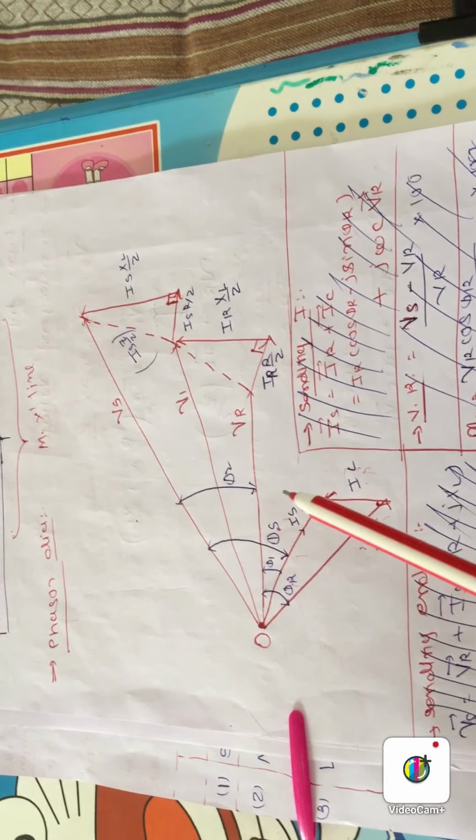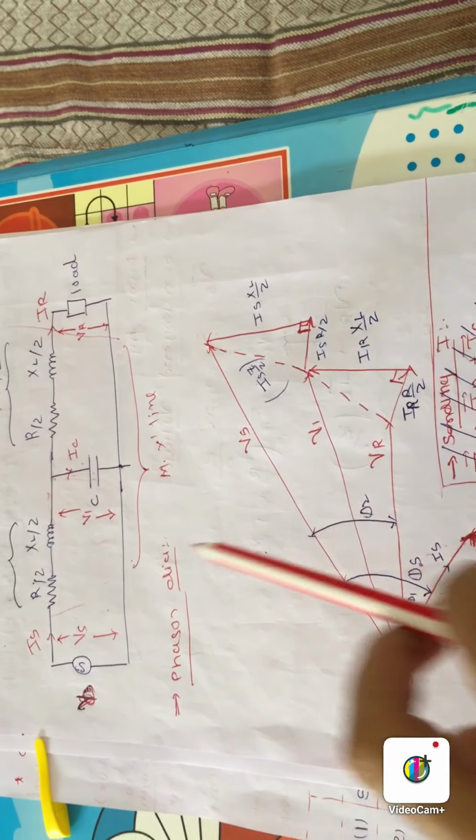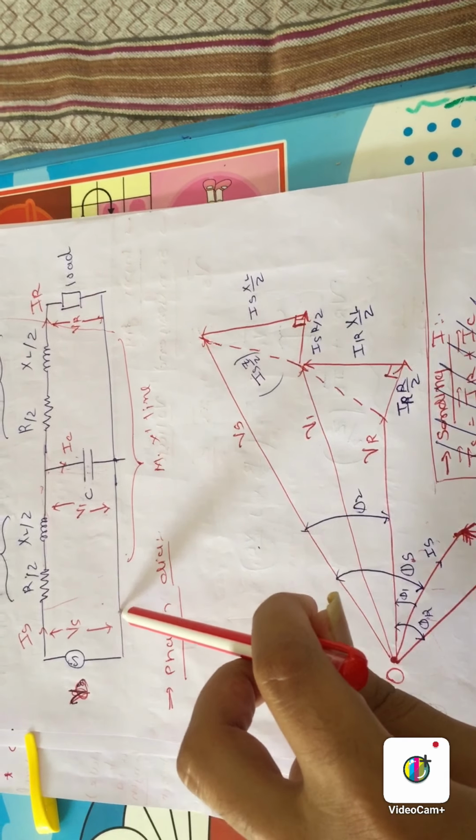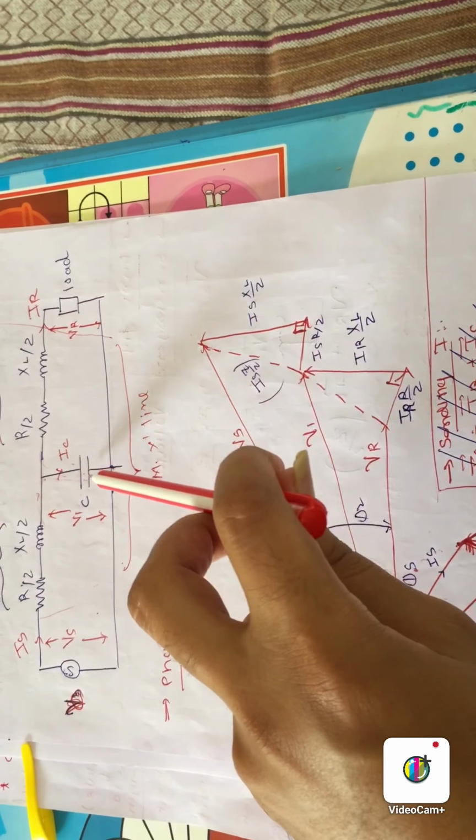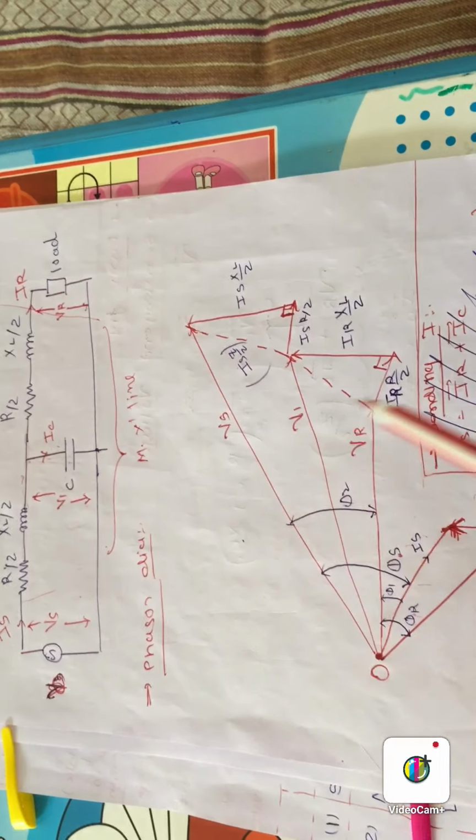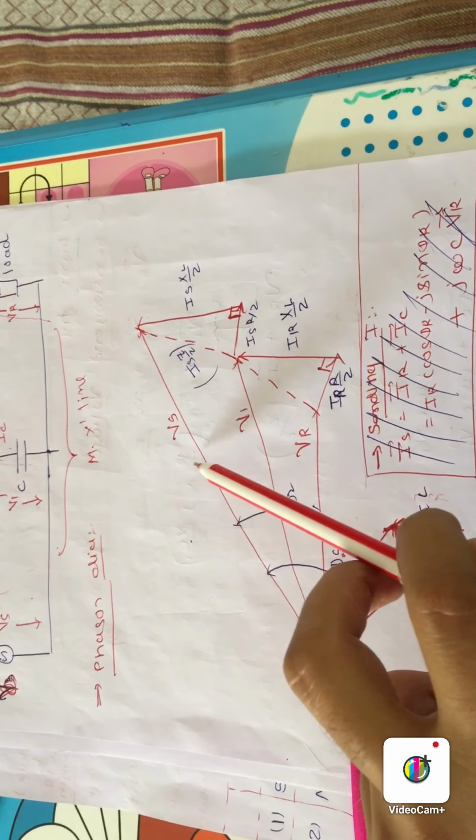Okay, that is done. Second thing is VS. Okay, so VS equal to VR plus VC. Okay, VR plus VC. સેકન્ડ થિંગ VR VS થઈ ગયું, બરાબર.